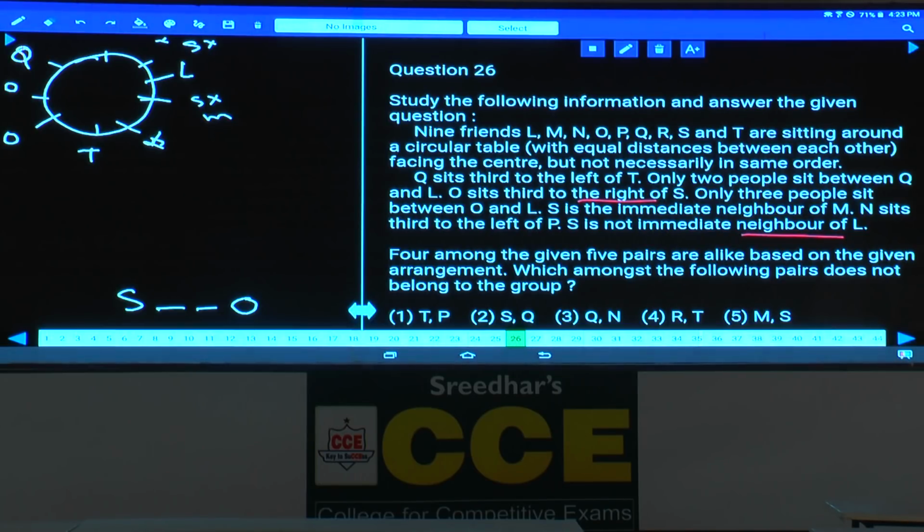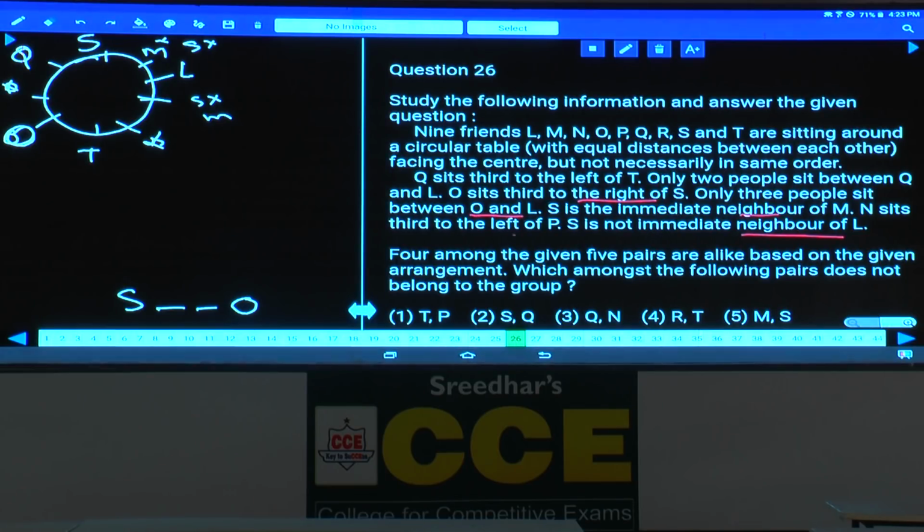As S cannot be here, what is the only possibility? S at this place. If S is here, O cannot be here, then O must be at this place. Are you following or not? O sits third to the right of S. S is not an immediate neighbor of L, and S and M are adjacent to each other. M will be at this place. Only three people between O and L, S is the immediate neighbor of M.